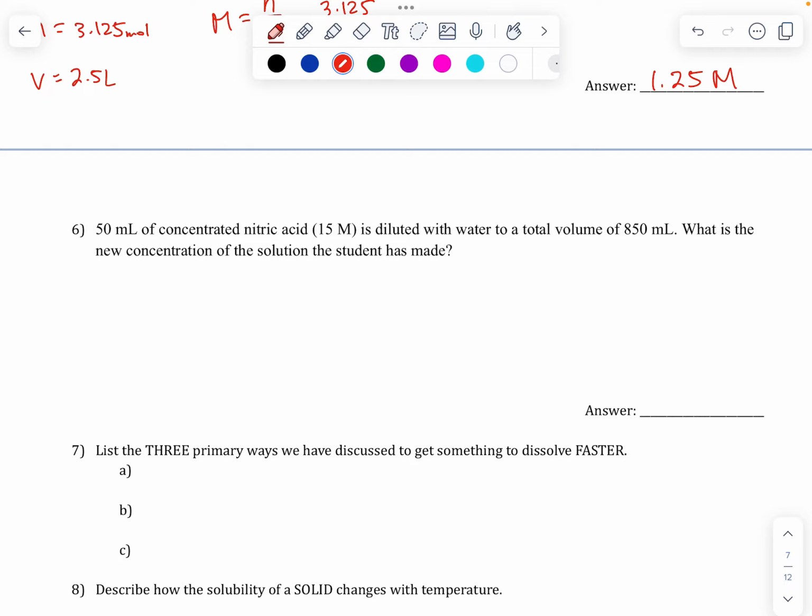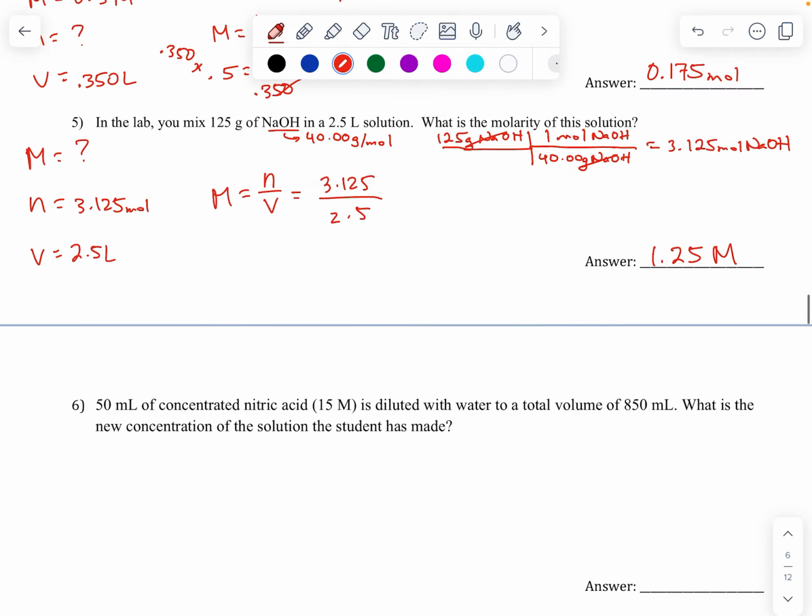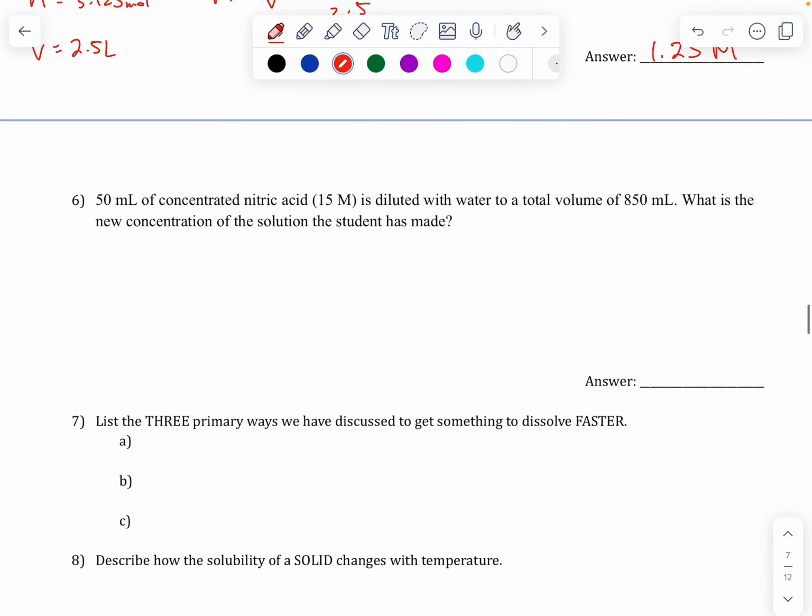The other equation that we had in this unit for solutions, aside from the molarity equation, was our dilution equation. Oh boy, I apologize for that. Can't do much about that, and I can't pause this. And you've met the dogs. M1 times V1 equals M2 times V2.